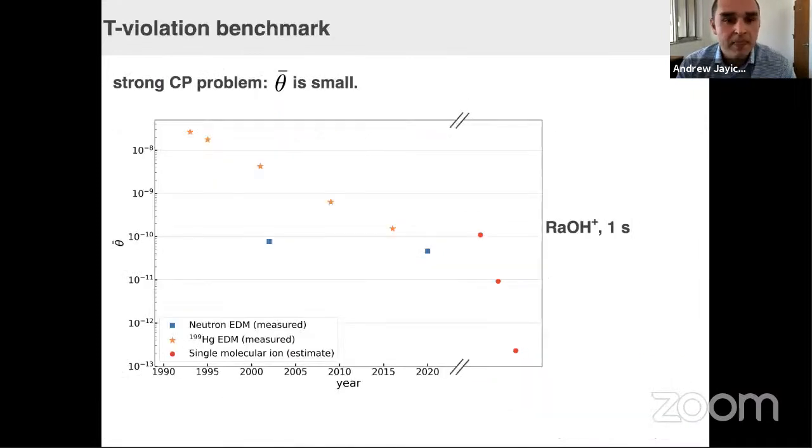Okay, so how do we do? I'm really simplifying down this T violation in terms of just one parameter. This is the theta QCD that's anomalously small. Naively, we expect this to be of order unity, but it turns out it's not. I'm showing you the best measurements of this angle in mercury, an atomic system, and with the neutron EDM measurement.